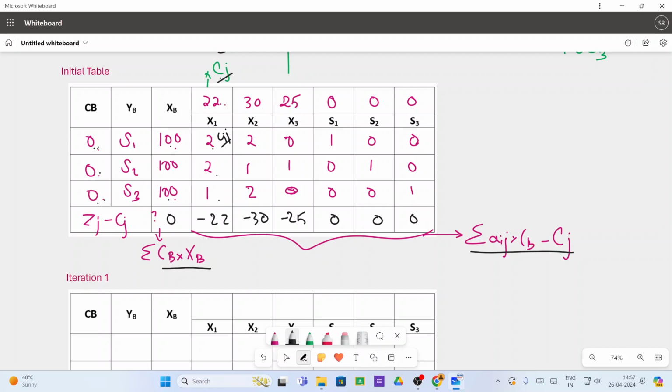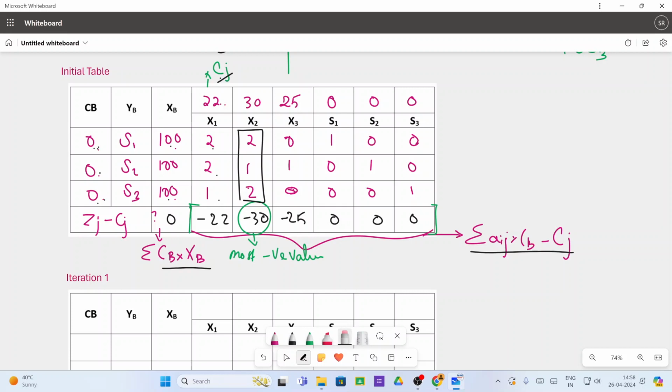Okay, so the next step is you have to find out the most negative value. You have to find out from this portion to this portion the most negative value. So the most negative value is 30. What you need to do is select this particular column, where you have the most negative value.